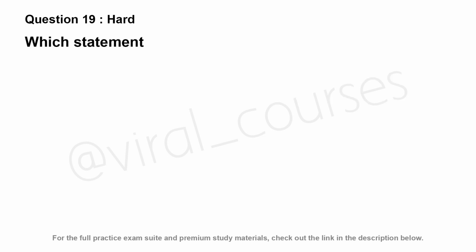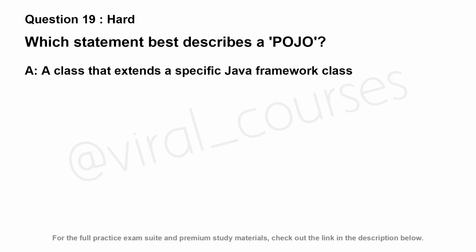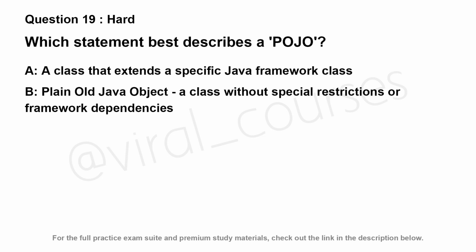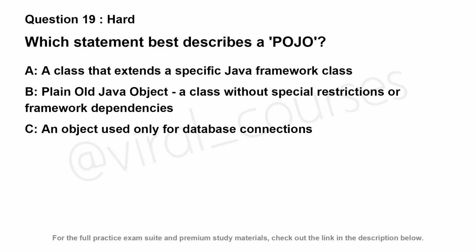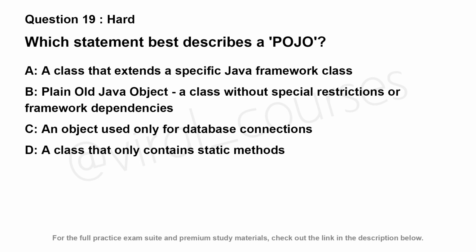Which statement best describes a POJO? Option A. A class that extends a specific Java framework class. Option B. Plain old Java object, a class without special restrictions or framework dependencies. Option C. An object used only for database connections. Option D. A class that only contains static methods.